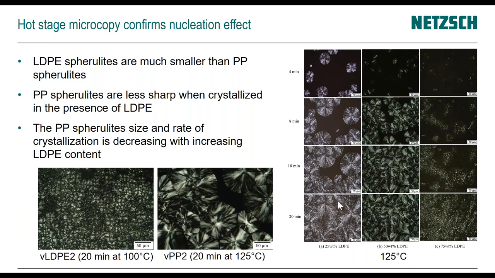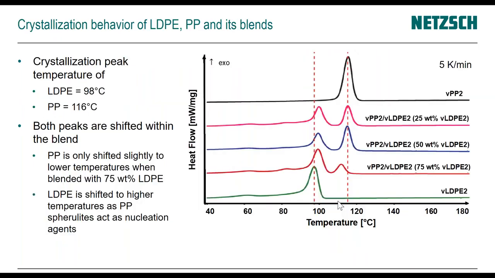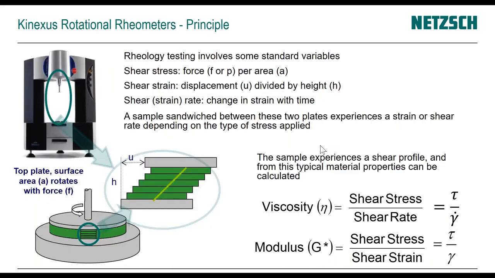So the effect that we see here, I just want to go back real quick. The PP crystallization, we could already see that's affected by LDPE being present in the blend, and the LDPE crystallization definitely is happening earlier because the polypropylene is acting as nucleation sites. And the microscopy is just stressing that fact.